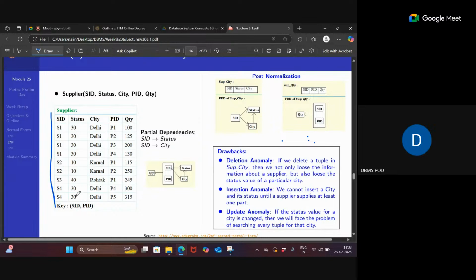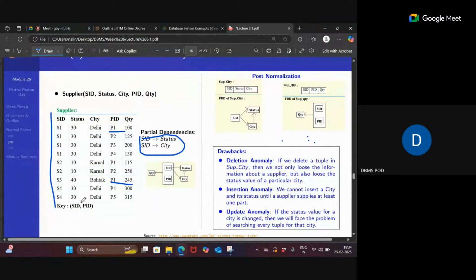SID is part of the primary key, candidate key. It is determining the non-prime attribute status. So this is a partial dependency, and this relation is not in 2NF. The other possible partial dependency is SID determining city. So it is S1 Delhi, S1 Delhi, Delhi, Delhi. So SID determines city is true. Whether PID determines quantity? No, right? For P1 it is 100, for P1 it is 245. So P1 determines quantity is false. These are the possible partial dependencies.